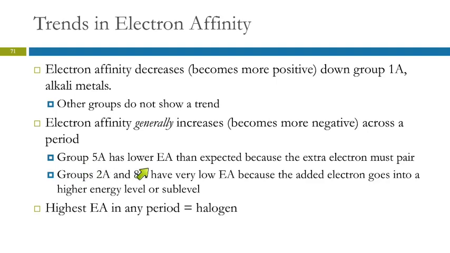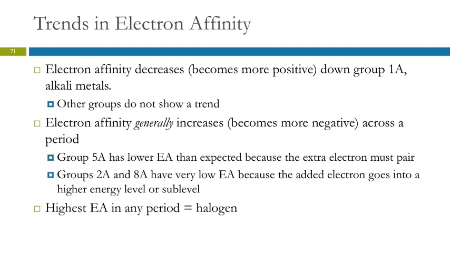5A is lower than expected because that electron that we're adding has to pair up. That's the discrepancy we saw between oxygen and nitrogen when we were removing an electron. Groups 2A and 8A have very low electron affinities because when you're adding that electron, it has to go into a higher level. And the highest EA in any period is going to be for a halogen. So highest meaning it's the happiest about getting an electron.